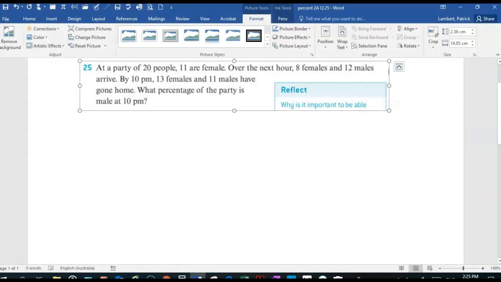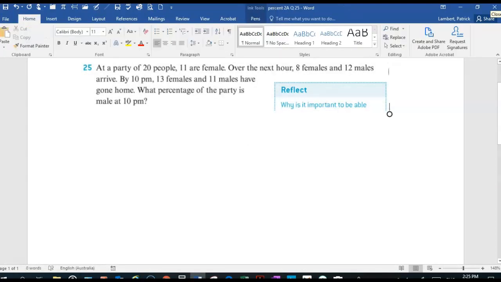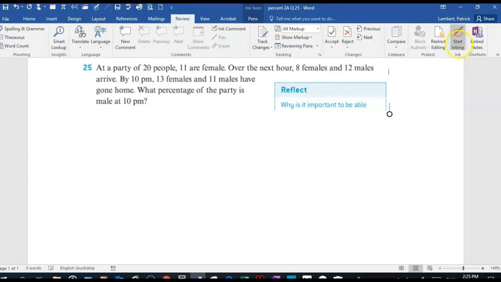I want to move on and have a look at question 25. Hopefully this will let me write. Let's select pen, view, inking.